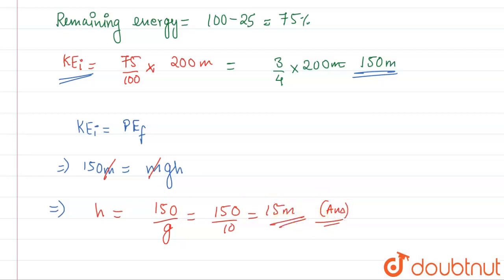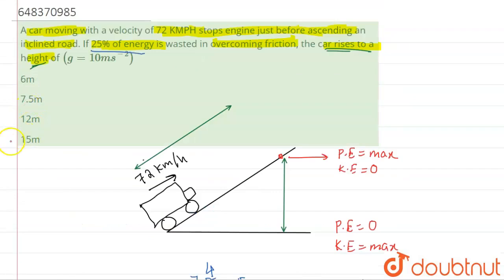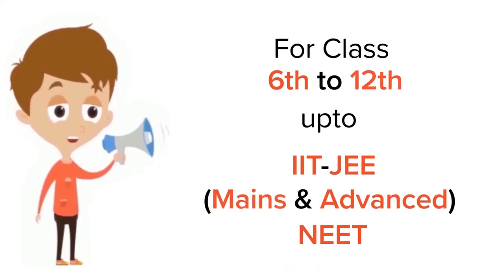Got it? So if we see our options, the answer is obviously option number D. Understood? Thank you.